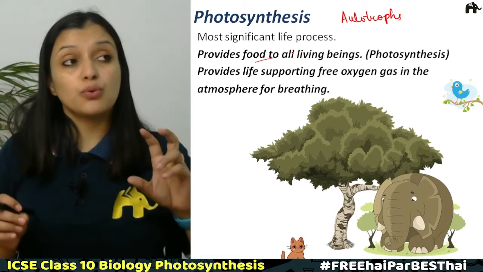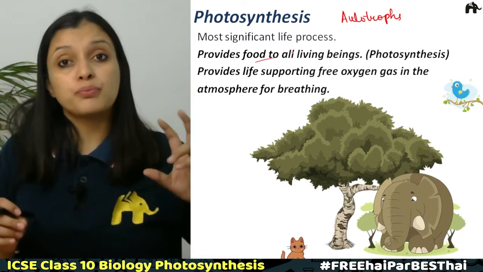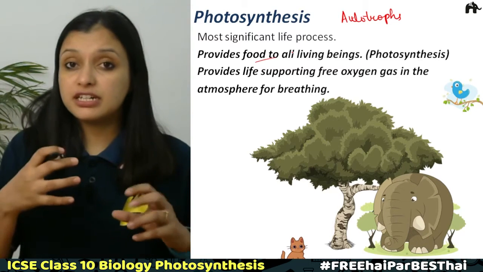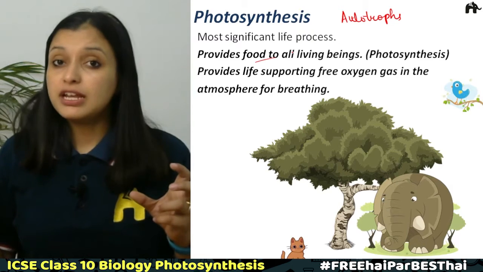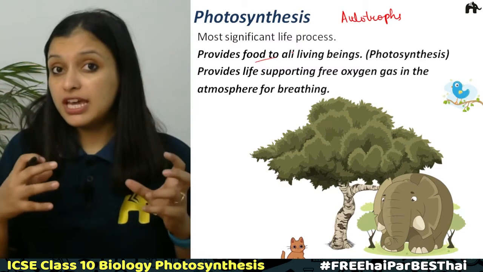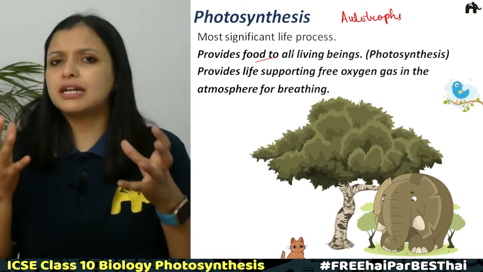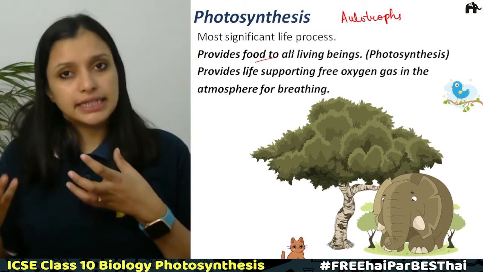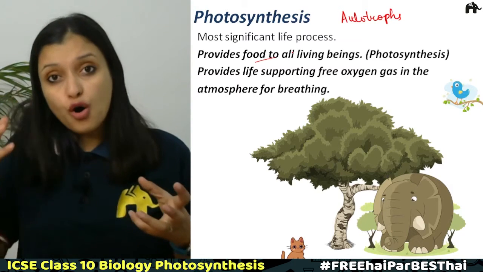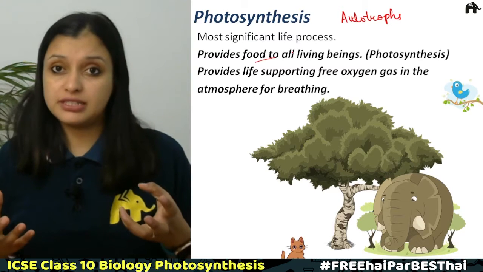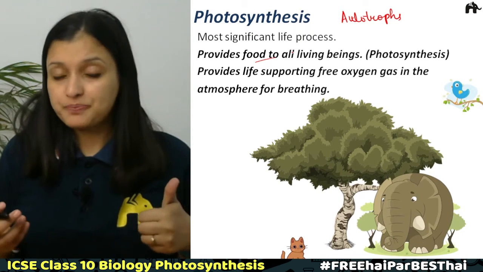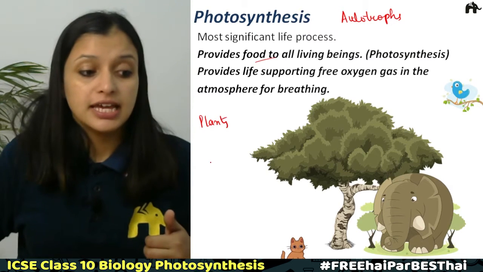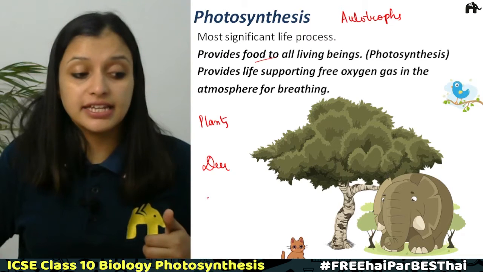But think of a scenario when there are no producers. If we take a lion, a carnivore, the lion feeds on a deer, and deer is a herbivore. If the lion wants to feed on the deer, there has to be some population of deer so that the lion can get its food. So basically, directly or indirectly, all living organisms are dependent on plants, right?